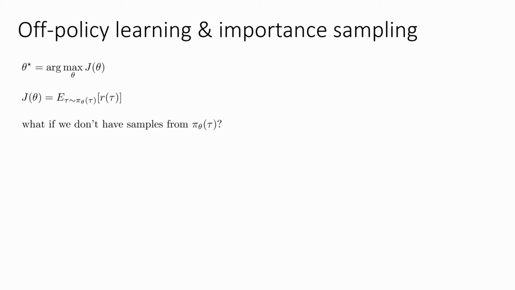So what if we don't have samples from pi theta of tau, and we still want to do our policy gradient? Well, we'll say that we have some samples from some other pi bar of tau instead. In practice, pi bar of tau would often be a previous version of our policy, but it doesn't have to be. It's just some other distribution.